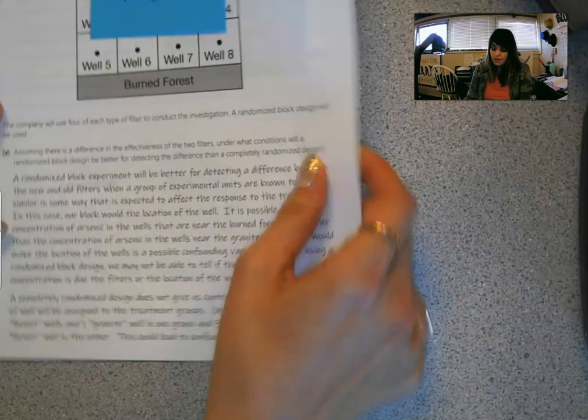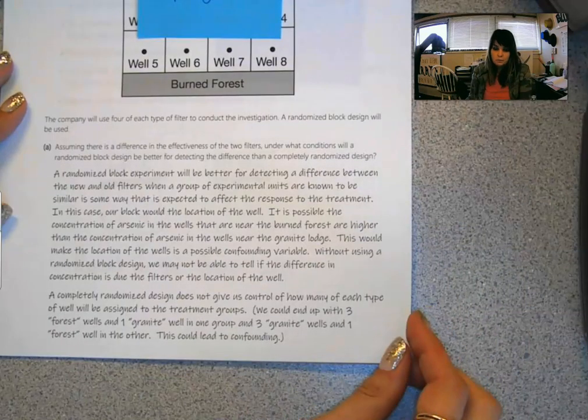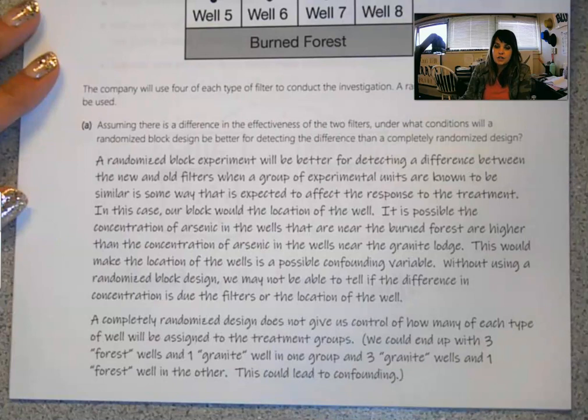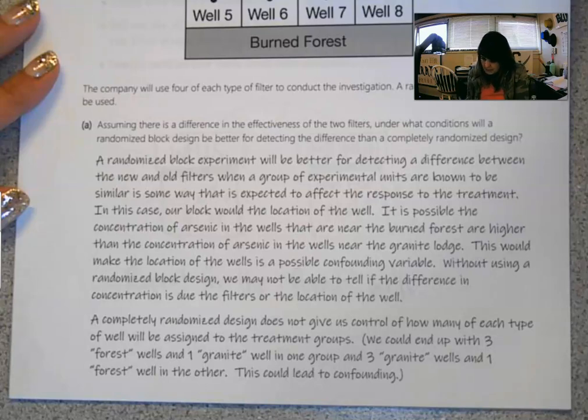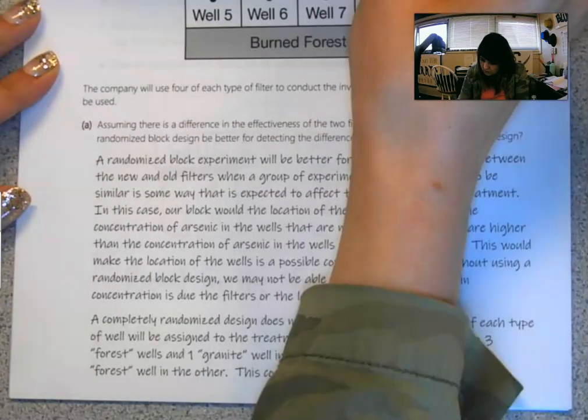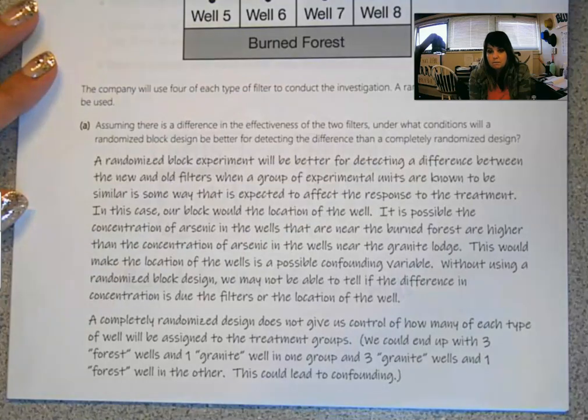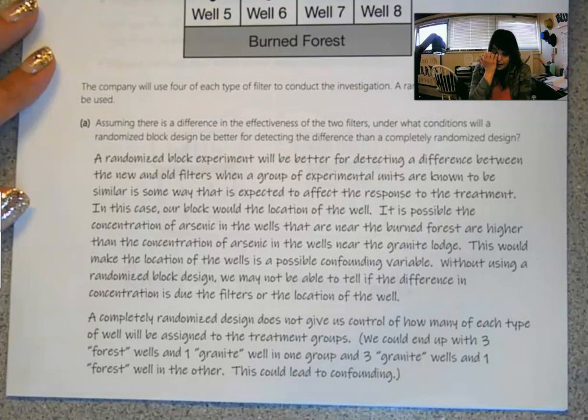So you can see down here that my response is pretty long. So I'm going to let you pause the video and take what you need, but essentially we're going to block by the location of the well. I would imagine that the ones by the burned forest have more arsenic. Is that what they're looking for? Yes, they're looking for arsenic. So I would imagine that there might be more arsenic in the wells by the burned forest, and I think that's what I said. So because of that, that could be a confounding variable. So in order to minimize the effects of that confounding, we're going to split the wells up by location.